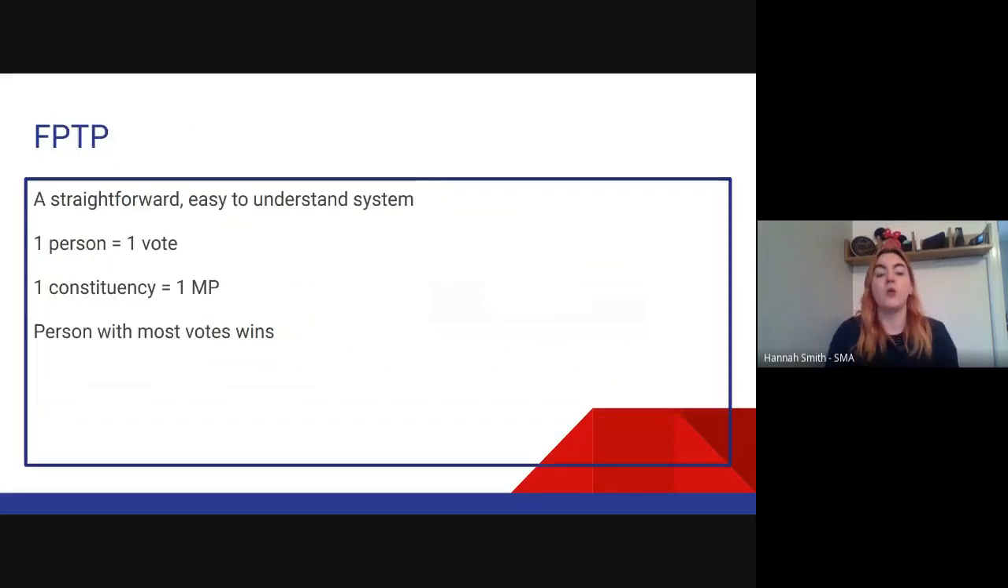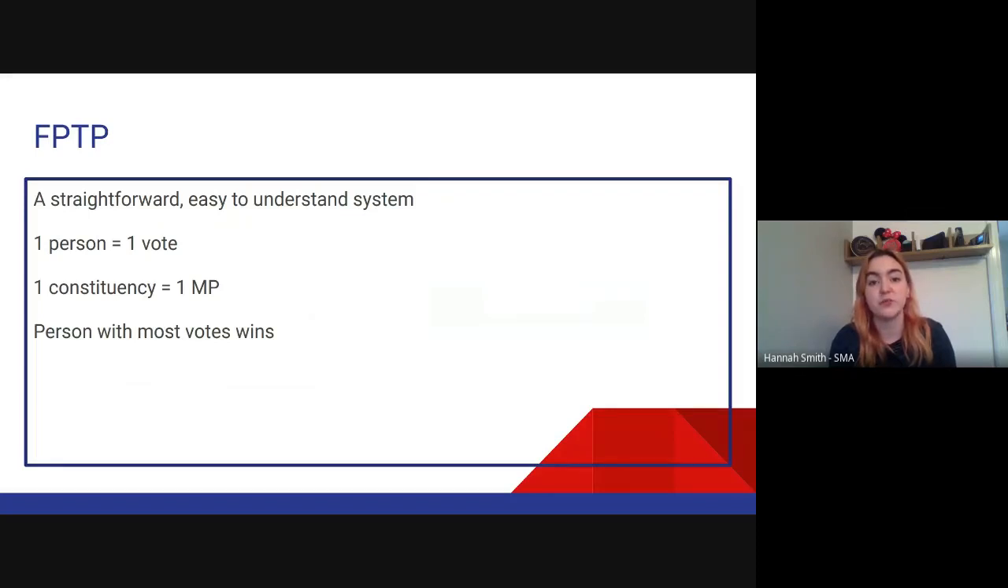So when you see FPTP in the term of politics, it's first past the post. First past the post is the most straightforward, easy electoral system. Every person gets one vote. So you're elected at one person, one vote. One constituency gets one MP. So we're talking about Westminster here.